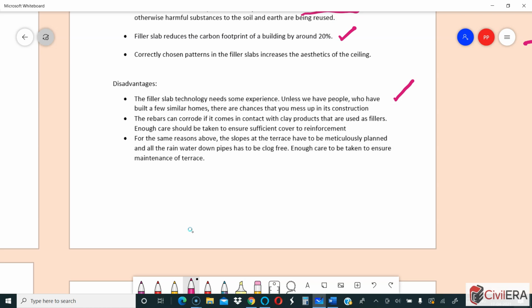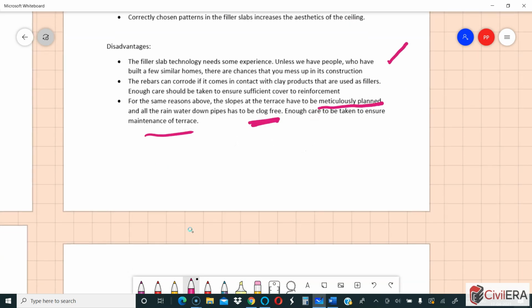For the same reason above, the slopes at the terrace have to be meticulously planned, and the rainwater downpipes have to be clog free. So these are all very important points. Enough care has to be taken to ensure maintenance of the terrace so that there is no water stagnation.